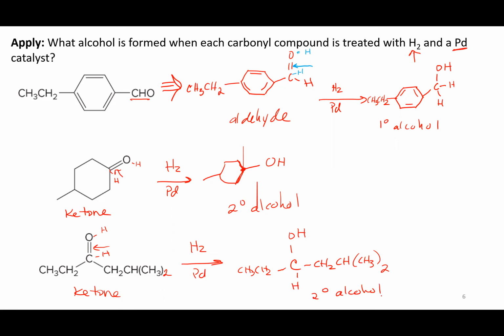And that is how you reduce ketones or aldehydes. Again, it's going to be pretty similar to what we did with alkenes, where we just broke that double bond and added hydrogens to the atoms on either side of that double bond.